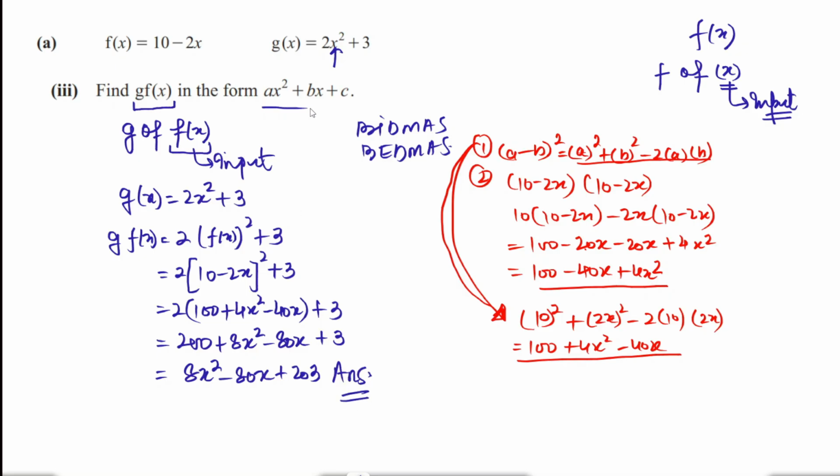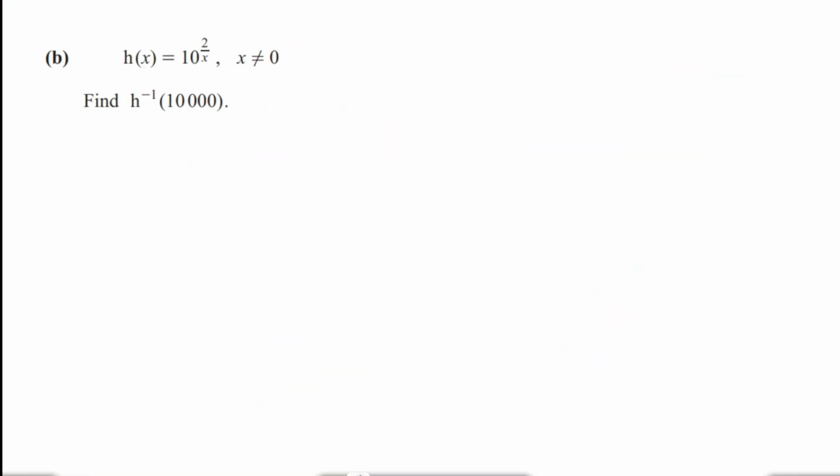And this has been expressed in the form of ax square plus bx plus c. If they ask you to find the value of a, b, c, then a is 8, b is minus 80, and c would be taken as 203. Okay, let us take the next problem.